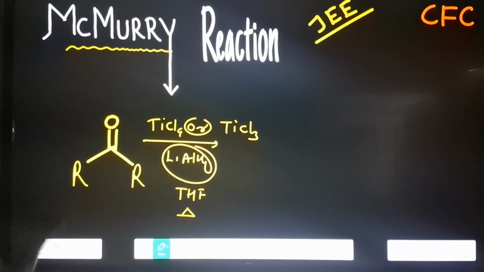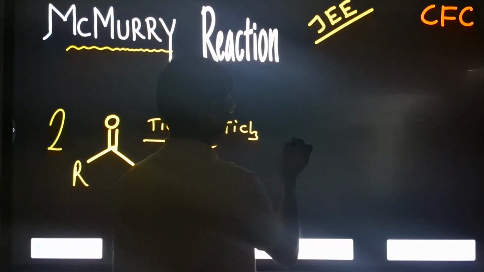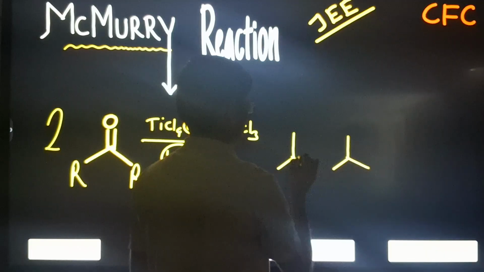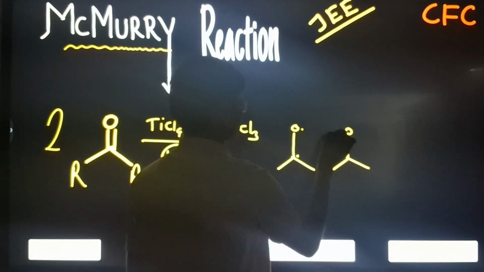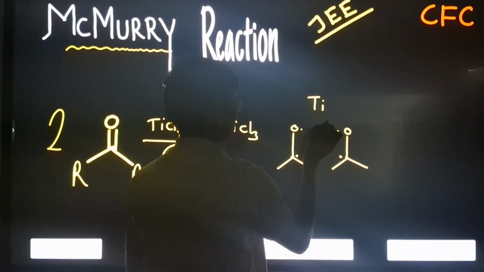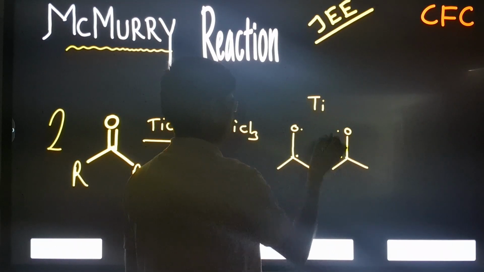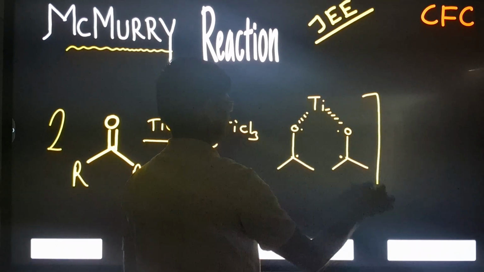So what will happen? You take 2 moles of the carbonyl compound, and it goes through a free radical type of reaction. There is formation of oxygen radicals on the titanium atom. The titanium +2 oxidation state is most stable, and in this oxidation state it forms this transition state.